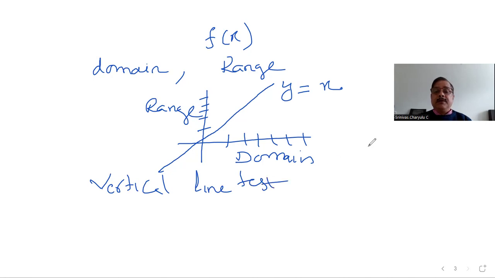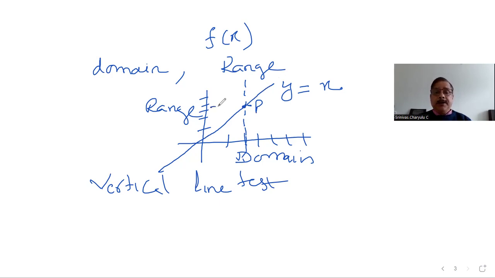Vertical line test, what will it do? On the graph, you will plot one vertical line so that it passes through the graph. Right now, this vertical line is passing through only one point. Is it not? So it is intersecting at only one point. So this curve or this function is called a continuous function.